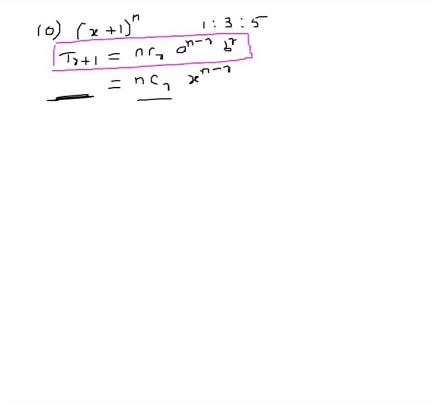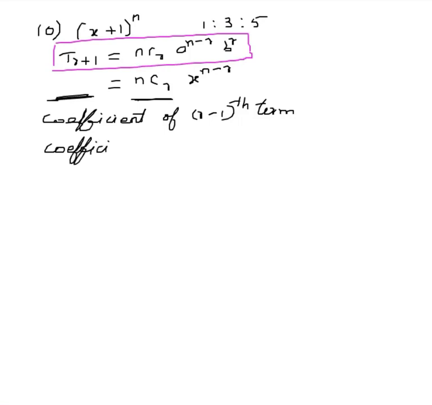In r plus 1th term, the coefficient is NCR. We need the coefficient of r minus 1th term and coefficient of rth term and coefficient of r plus 1th term.